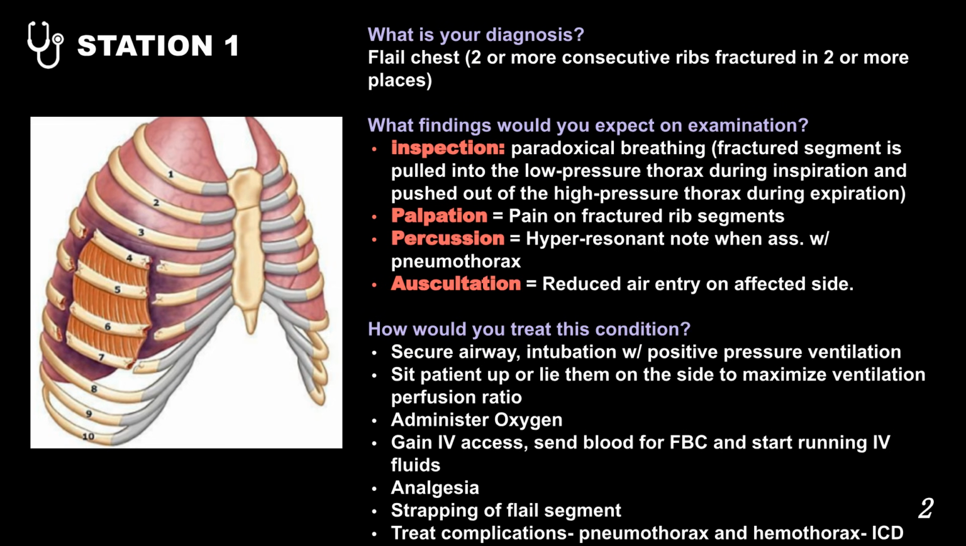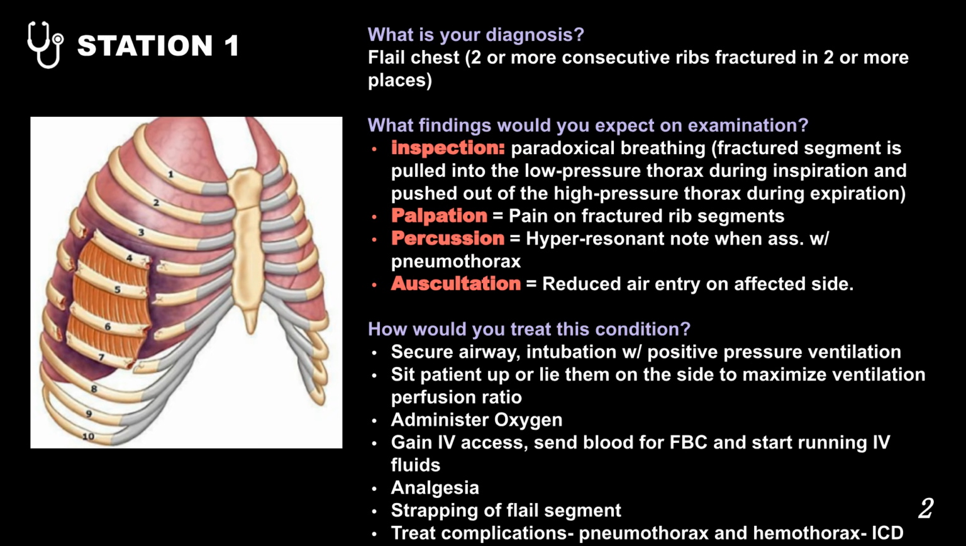Management should immediately trigger an ABC mindset: airway, breathing, circulation. First, secure the airway. Many of these patients require intubation with positive pressure ventilation to stabilize the chest wall and improve oxygenation. Administer high-flow oxygen and position the patient upright or on the affected side to optimize ventilation perfusion matching. Next, establish IV access. Send blood for a full blood count and begin fluids if indicated.